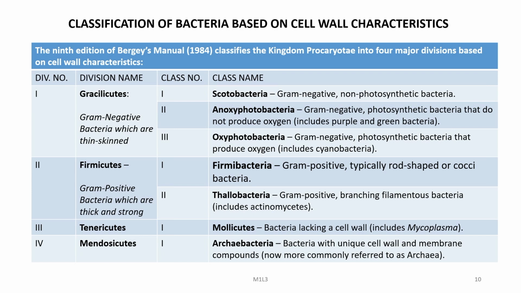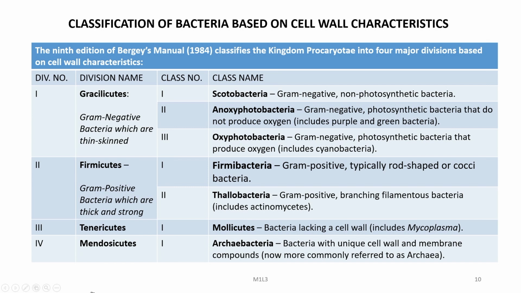This 9th edition of Bergey's Manual classifies the kingdom of prokaryotes into 4 major divisions based on cell wall characteristics. So, you have here the divisions 1, 2, 3 and 4, and they also have some corresponding names like Gracilicutes, which are gram negative and thin skinned. Then you have Firmicutes, which are gram positive and have thick and strong cell walls. Then you have Tenericutes and Mendosicutes.